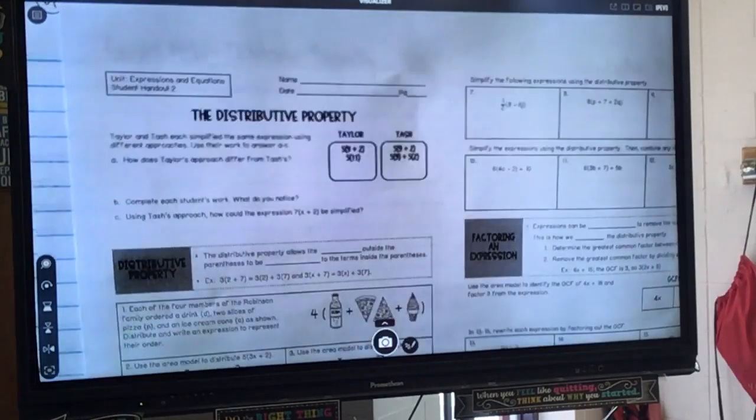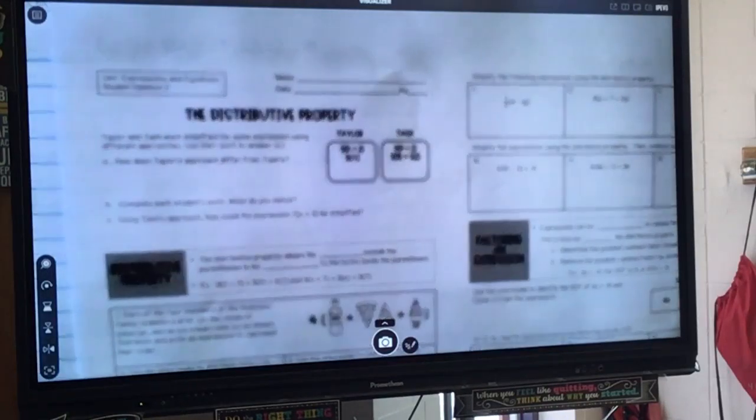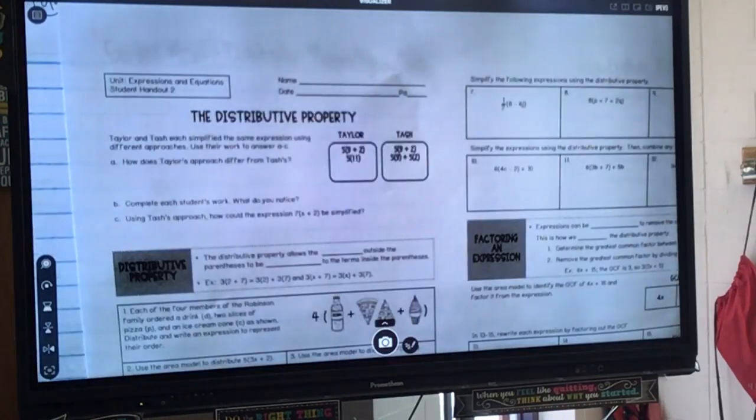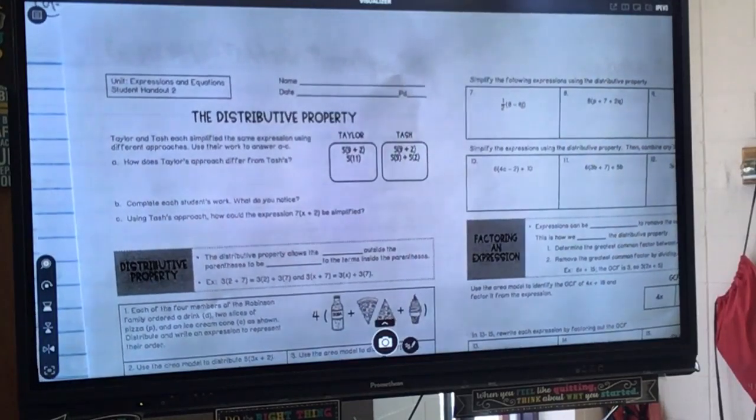Alright, so it says Taylor and Hash each simplified the same expression using different approaches. Use their work to answer A through C. So, how does Taylor's approach differ from Hash's? You need to write a sentence or two about this. Complete each student's work, what do you notice? And then, using Hash's approach, how could the expression 7 times x plus 2 be simplified?